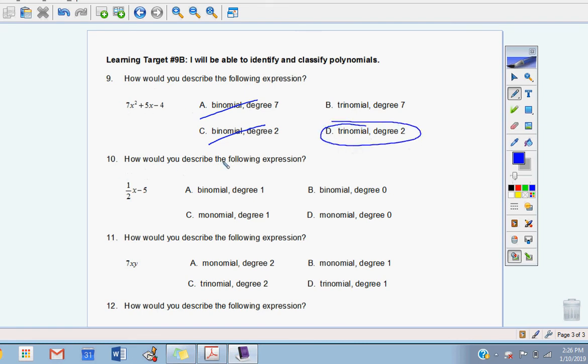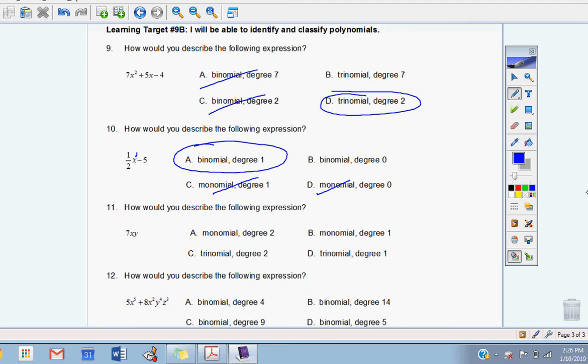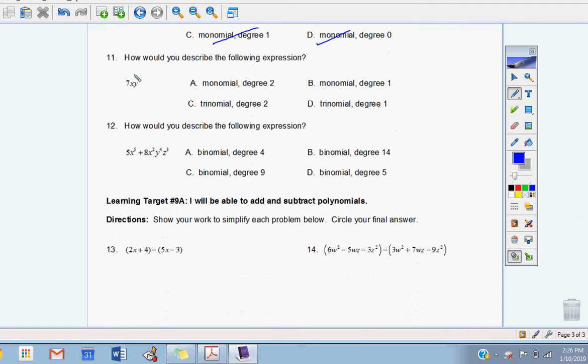How would I describe the following expression? Well, it's got 2 terms, so it's not a monomial. It's a binomial because there's a minus sign there. And then the power on the x is a 1, so the degree is 1 on that. Moving right along, there is no plus or minus, so this is a monomial, not a trinomial. No way, it is a monomial. And there's a 1 and a 1, and when there's 2 variables, remember we add them together, it has a degree of 2.